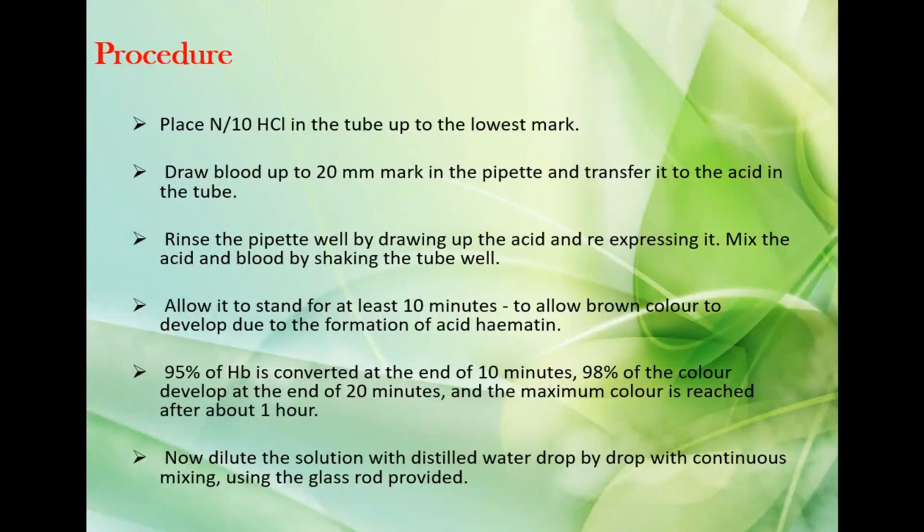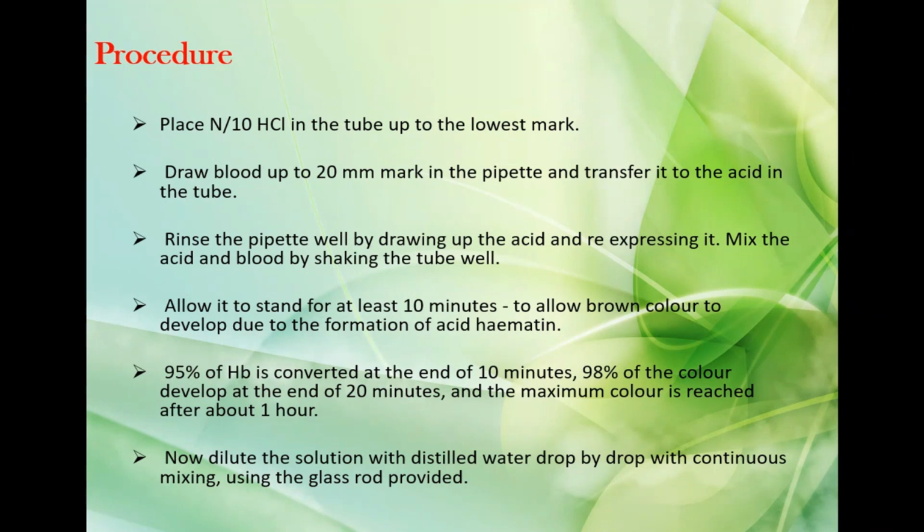Shake the tube well and mix it so that all the contents get mixed properly. Then allow it to stand for at least 10 minutes to allow the brown color to develop due to the formation of acid hematin. When we mix it properly and keep it for 10 minutes, you can see that it develops the brown color.